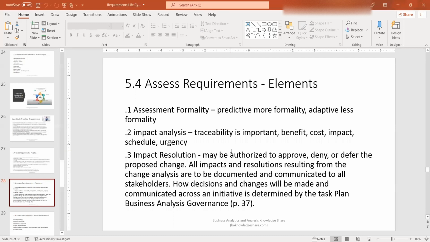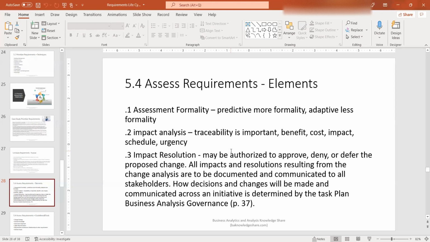Elements of assessing requirements. Number one, formality of assessment. If you look at Agile, also known as adaptive, the assessment is less formal, versus in an SDLC sort of format, a predictive model, where the formality is high. Number two is impact analysis. Traceability is important in assessing requirements. So you want to understand also the benefit, the cost, the impact to the schedule, and the sense of urgency around implementing the requirement. Number three, impact resolution.